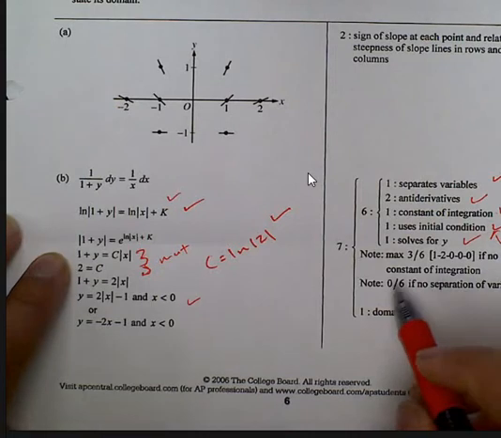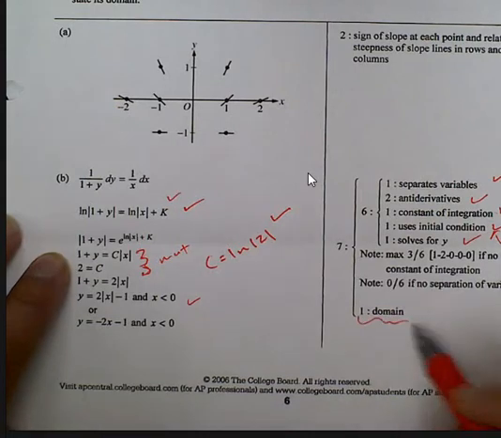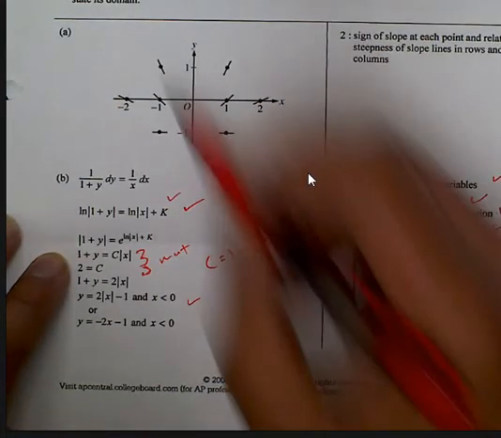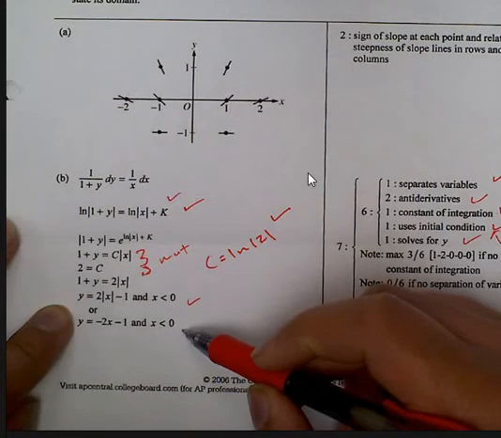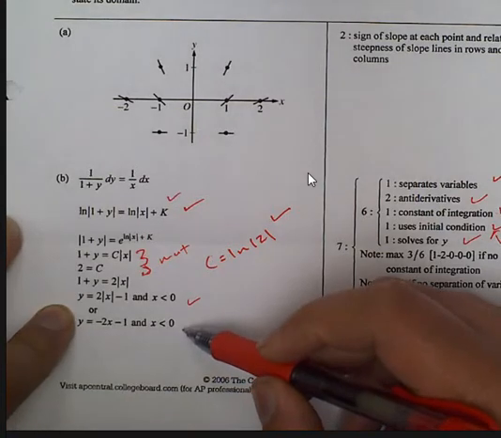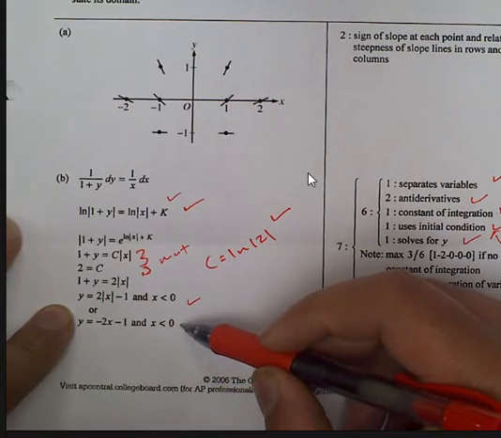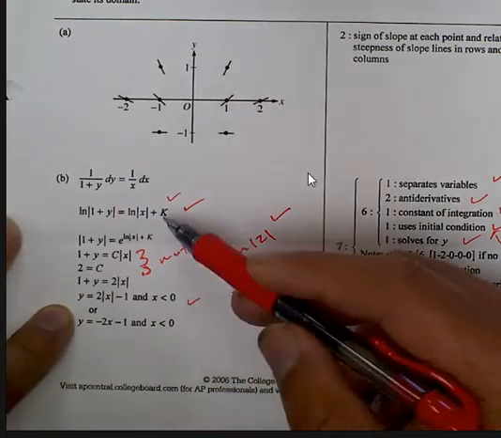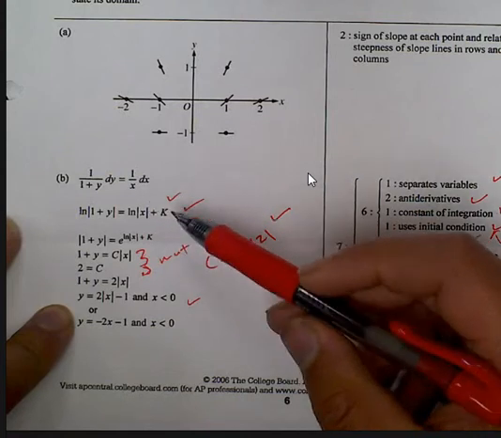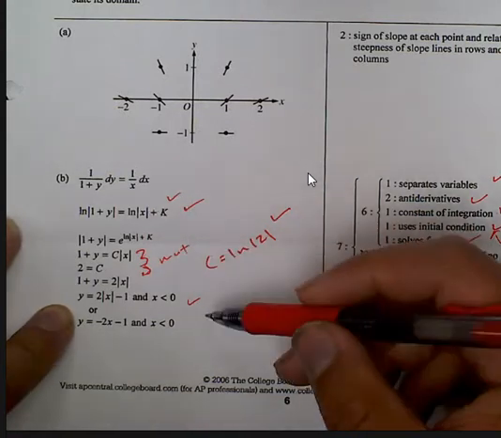Alright? Now, number 1 is the domain. You had to state the domain. X had to be less than 0. Alright? X had to be less than 0. Now let me tell you why. Give me a second so I can figure out why. Why does X have to be less than 0?